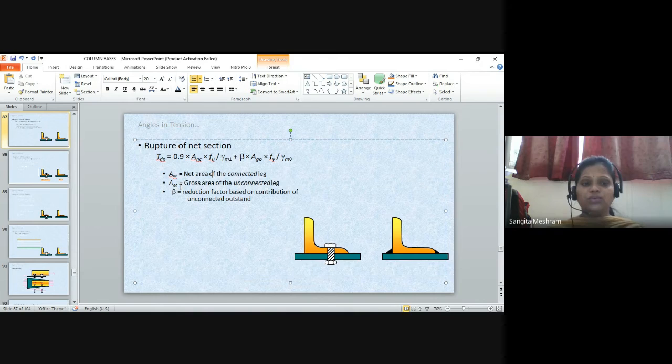And AGO, what is this AGO? It is the gross area of the unconnected leg, that is called the outstanding leg. This unconnected leg is nothing but the outstanding leg. Gross area means we don't have to deduct the hole diameter or number of holes or connections, whether it is a welded connection, bolted connection or riveted connection. So we don't have to.